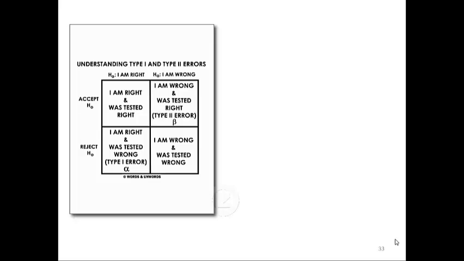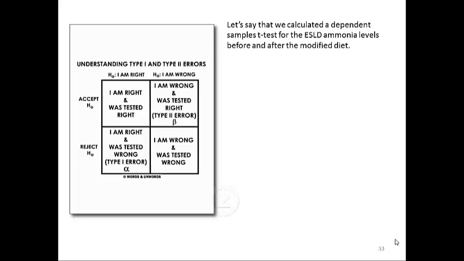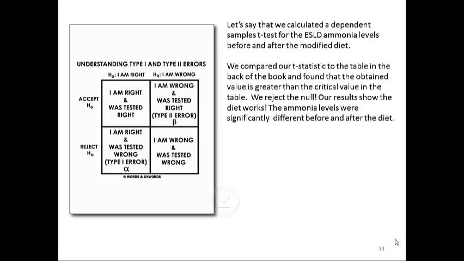Let's put this another way using the example that we've introduced here. Let's say that we calculated the dependent samples t-test for the end-stage liver disease ammonia levels before and after the diet. We compared our t-statistic to the table in the back of your book and found the obtained value was greater than the critical value in the table. We reject the null. Our results show the diet works. The ammonia levels were significantly different before and after the diet.